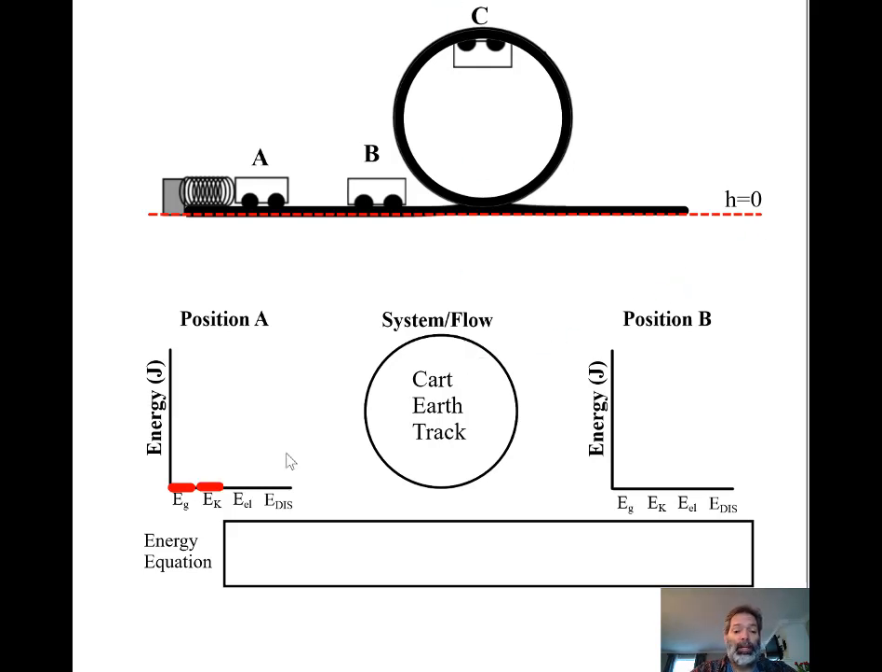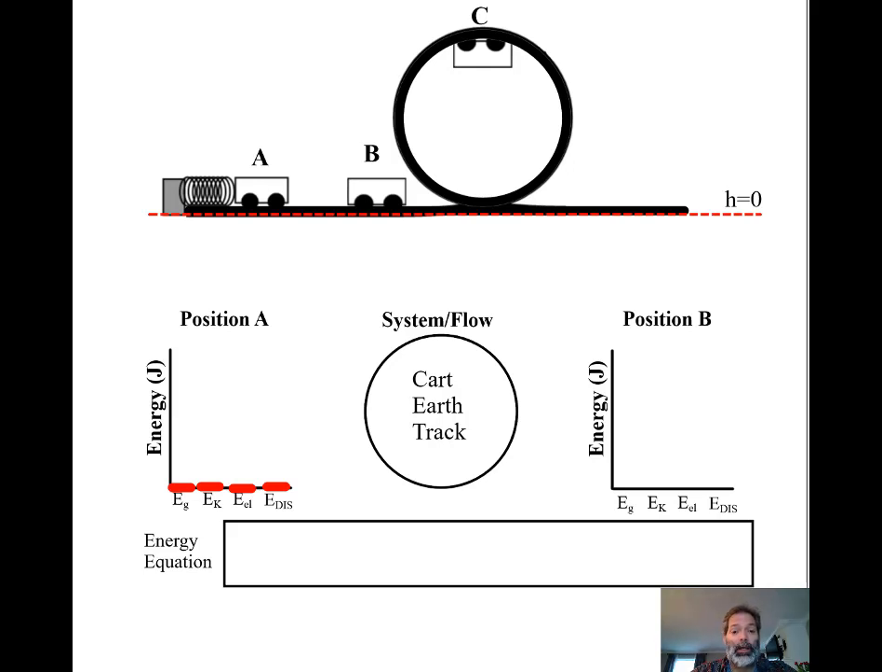And since the spring is outside the system, my system does not have any elastic energy. If the spring were inside the system, then I would have elastic energy. But since the spring is outside the system, I do not have any elastic energy at position A. And I also don't have any dissipated energy at position A. So at position A, the energy of the system is 0.